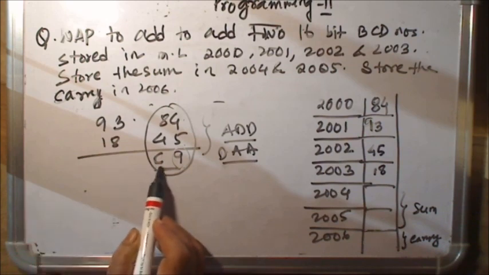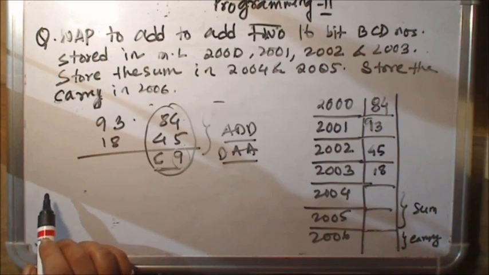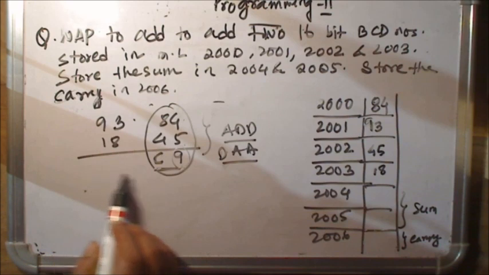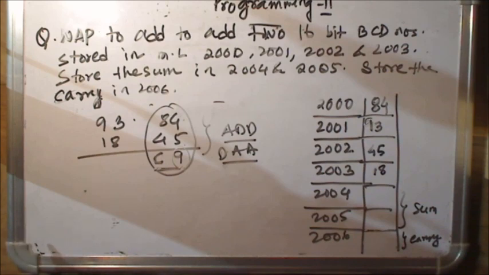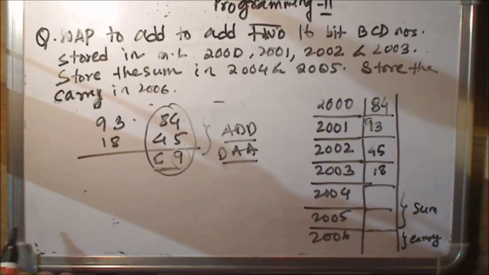Then it will look at the higher nibble of the lower byte sum. If it is greater than 9, it will add 6 to the higher nibble, that is effectively it will add 60. Here 9 is the lower nibble, so no need to add 6. Now the higher nibble is C, so you add 6 to the higher nibble.